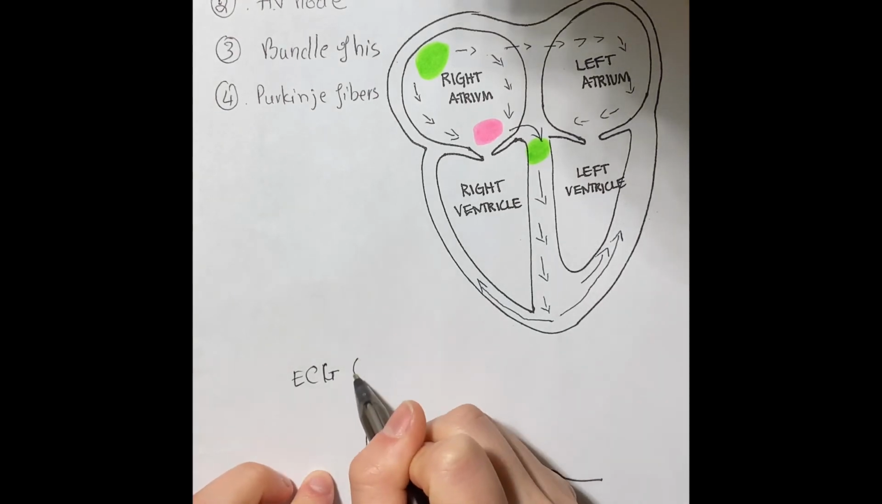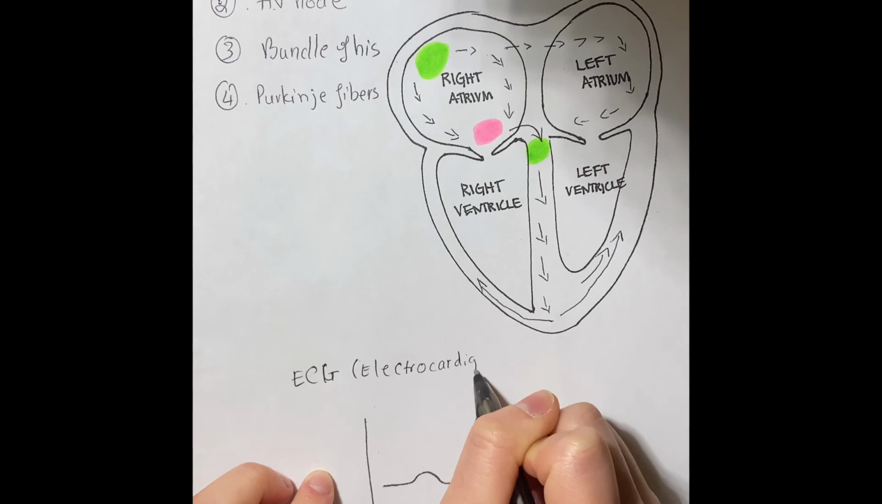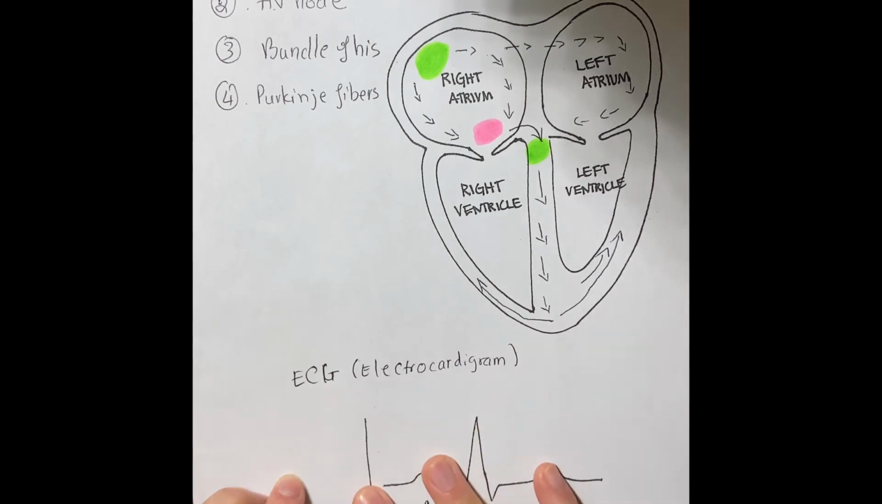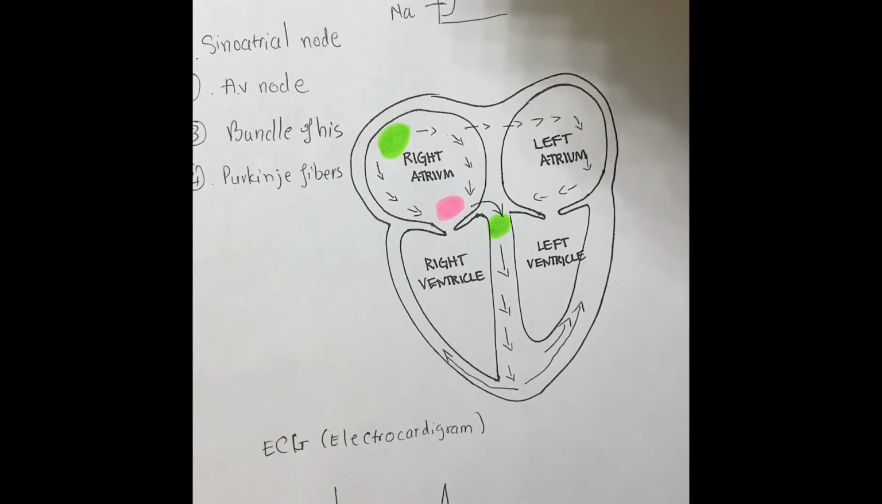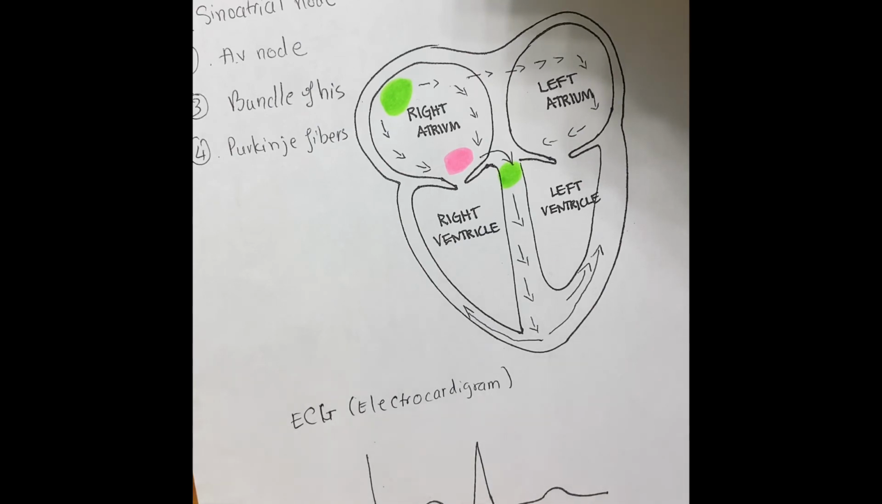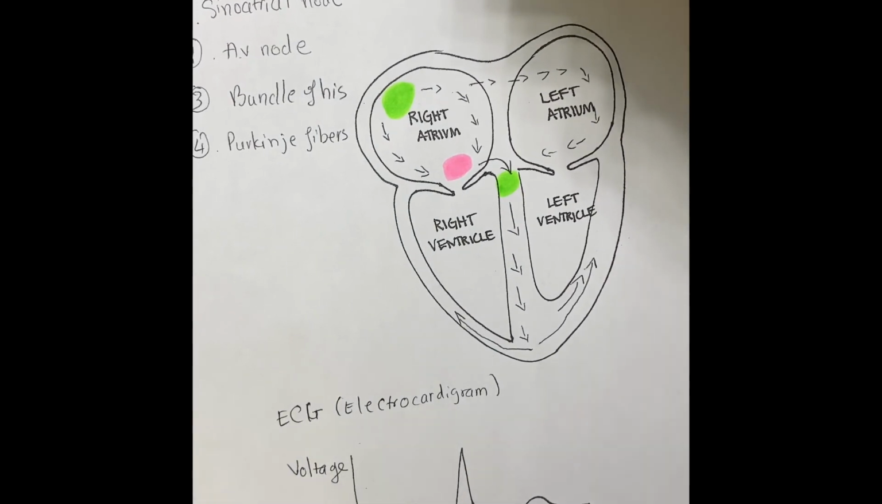The ECG is called electrocardiogram. It means that it's electrical heart rhythm. It used to be EKG, since cardio is written with a K in German. So the x-axis is time, and the y-axis is the voltage. And this is looking at the whole heart.